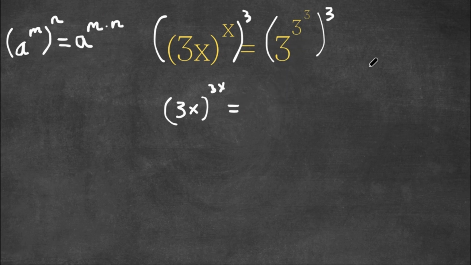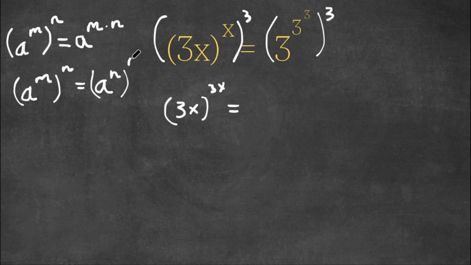And this is equal to, now, (a^m)^n is also equal to (a^n)^m, because essentially both of these are equal to a^(m times n). So they can change places. So right here, we have 3 to the power of 3 to the power of 3 to the power of 3, and this can be written as 3 to the power of 3 to the power of 3 to the power of 3.